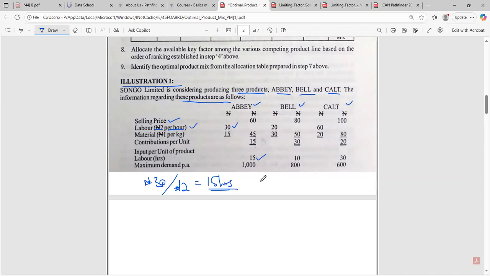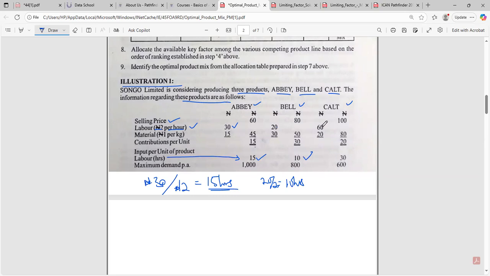20 divided by 2. That'll give us 10 hours. That's the 10 hours you see here. That's why they call it labor hours: input per unit of product. So we spent 15 hours to make one product. We spend 10 hours to make one product. All these things are per unit already. So it's 10 hours to make one product.